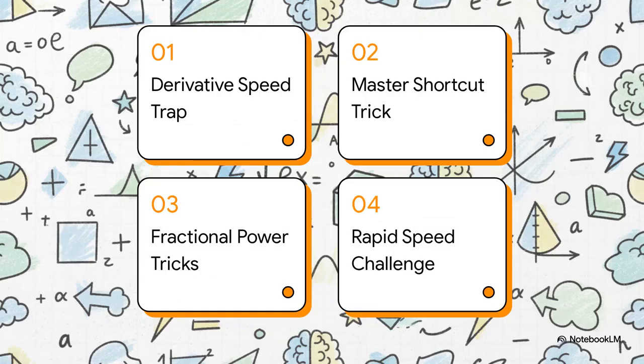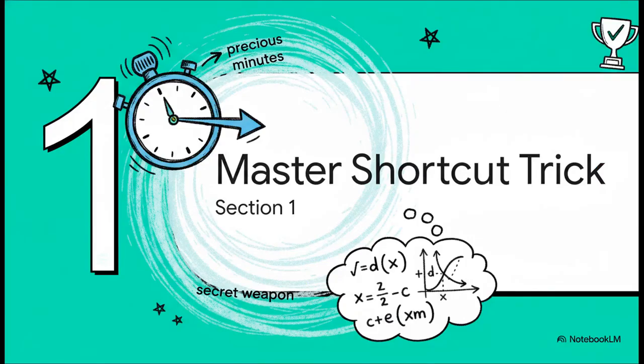Here's our quick roadmap for today. First, we'll look at the derivative speed trap. Next, we'll master the shortcut trick. Then we dive into fractional power tricks. And finally, we'll end with the rapid speed challenge. Okay, let's dive straight into section 1, master the shortcut trick.